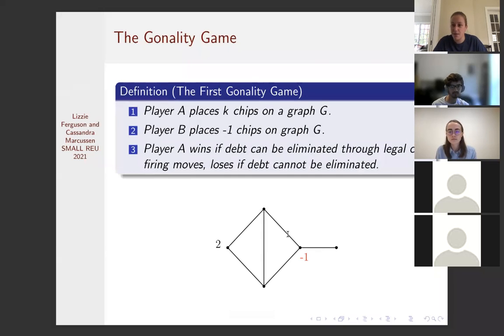And we can play the gonality game on this same graph. Let's say player A put 2 chips on this leftmost vertex, and then B put a negative chip there. We can see that player A can actually fire this leftmost vertex, just like we did before, and get this new divisor. And then they can cluster fire these 3 vertices in red, and cluster firing essentially moves cancel out. So if you have 2 vertices that fire at the same time that are connected, those chips will cancel out. So it'll only send chips along edges that are going out of this vertex set. So if we fire these 3 vertices, we get this following divisor where debt is eliminated and player A wins the gonality game.